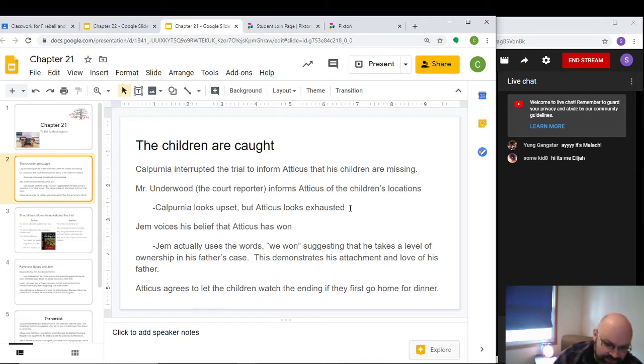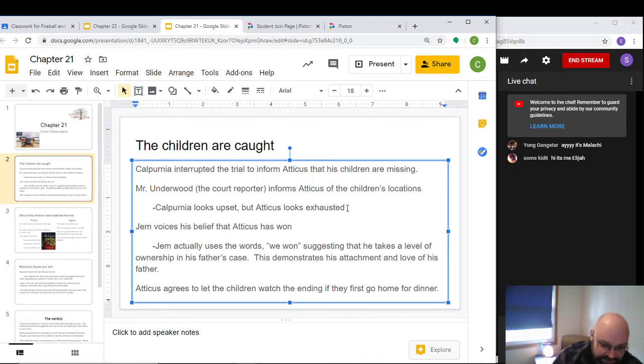Atticus is kind of exhausted when he talks to the children. He's upset that they're there, sort of, but he looks more tired than angry. Calpurnia actually looks mad, probably because she had to go out and look for them. Also because Atticus is under a lot of pressure and Calpurnia doesn't want the children putting more pressure on him. Jem voices his belief that Atticus won, so he doesn't even really seem concerned that he was caught at this point. He just is more excited that they've probably won the case. Atticus doesn't seem to share his excitement.